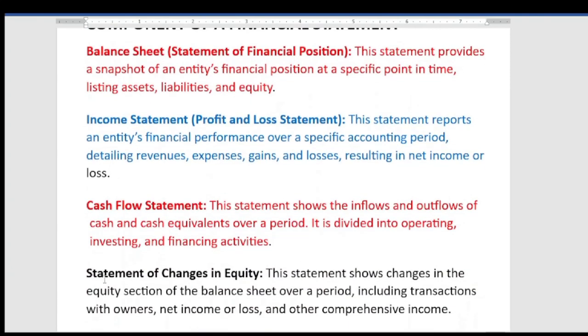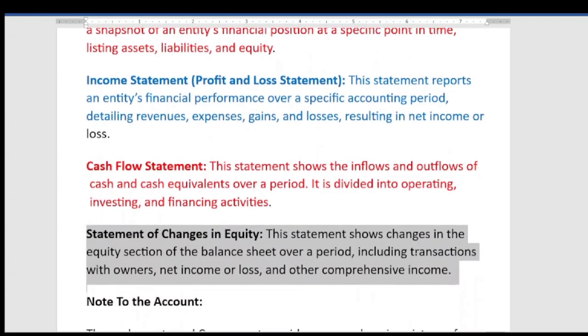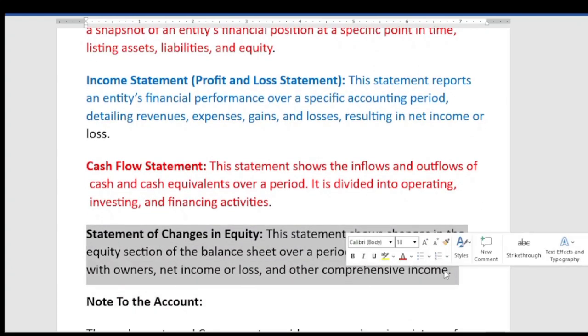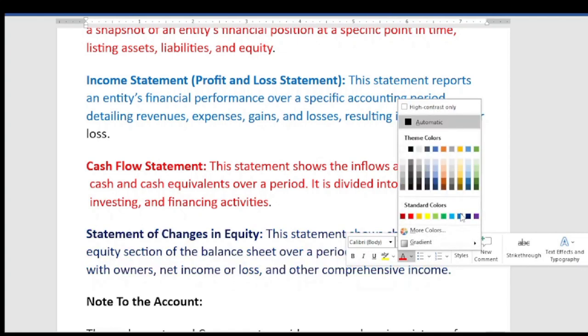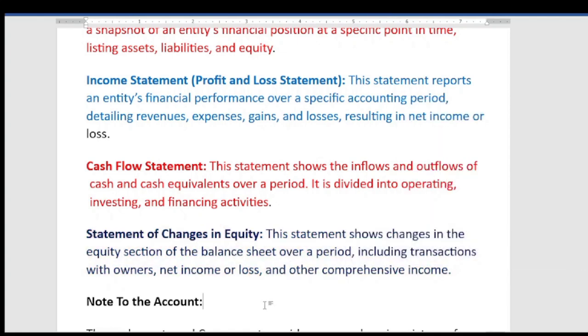Let's go. Statement of change in equity. Let's highlight it for clarity purpose. Yes, this is a statement that shows change in the equity section of the balance sheet over a period, including transaction with owners, net income or loss, and other comprehensive income. You see, some things are embedded here also. Those elements are just interwoven and intertwining.